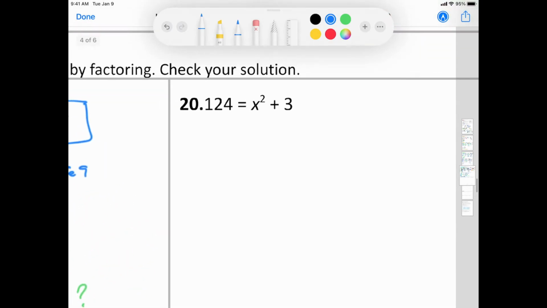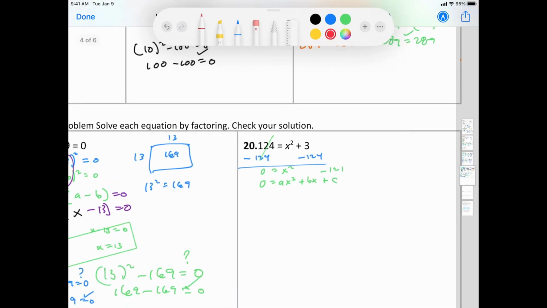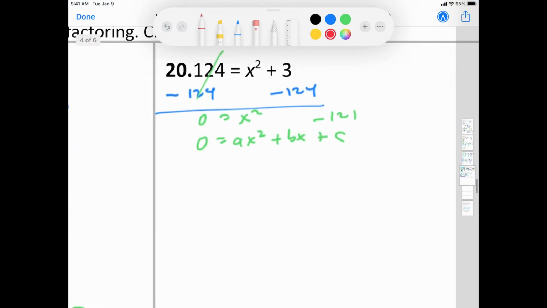Ooh, look at this one. How do I do it? Alright, I'm going to subtract 121. You're going to get 0 equals x squared minus 121. Remember, we're trying to get it where the b value is, we said, way up here, equal to 0. That's why it's called difference of squares.